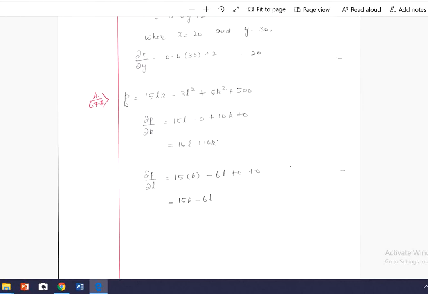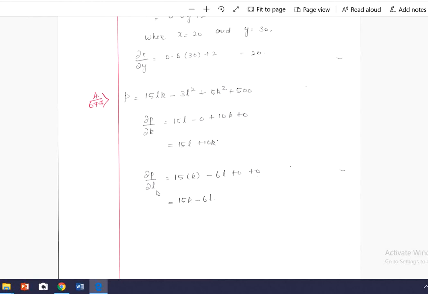And the next one, p is equal to 15lk minus 3l square plus 5k square plus 500. So we have two variables, l and k. Now we have to differentiate with respect to l and with respect to k. First one, dou p divided by dou k by keeping l as constant. So here we have a k, this will become 1. Therefore, 15l minus. Here l is available but no k, therefore this becomes 0. Here k is available, therefore 5 into 2 into k. Constant is 0. Therefore, 15l plus 10k. And this is the partial derivative function with respect to k.